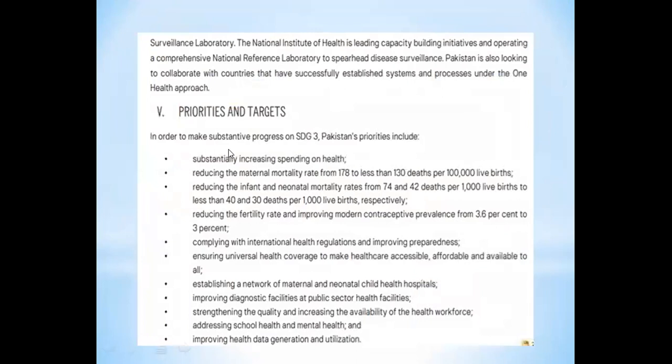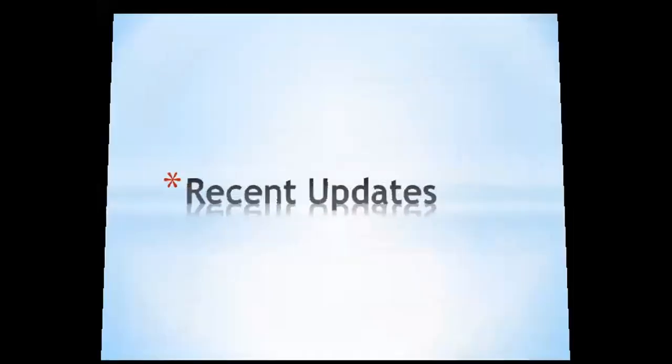Priorities and targets. In order to make substantive progress on SDGs, Pakistan's priorities include substantially increasing spending on health, reducing maternal mortality from 178 to less than 130, reducing infant mortality from 174 to 42, reducing fatality rate and improving modern contraceptive prevalence from 3.6% to 3%, complying with international health regulations, establishing a network of maternal and childhood hospitals, ensuring universal health coverage, improved diagnostic facilities, strengthening the quality and increasing the availability of the health workforce, addressing school health and mental health, and improving health data generation and utilization.